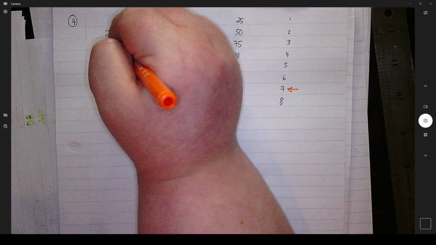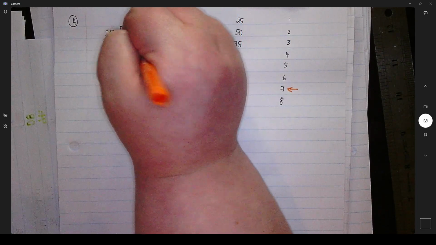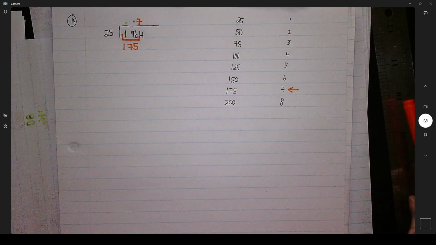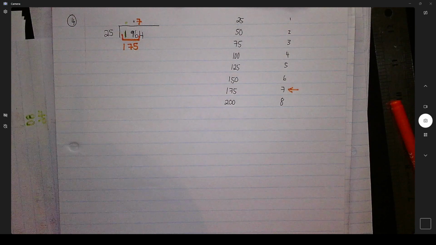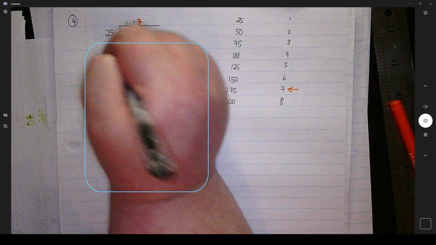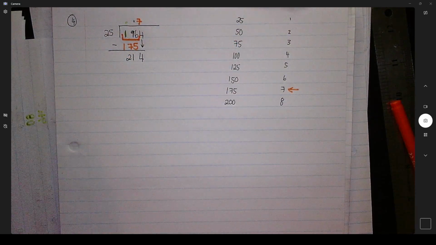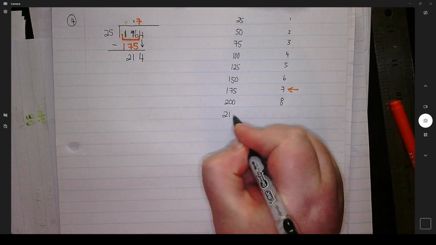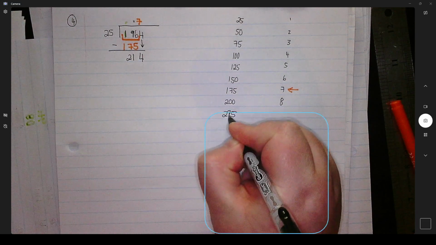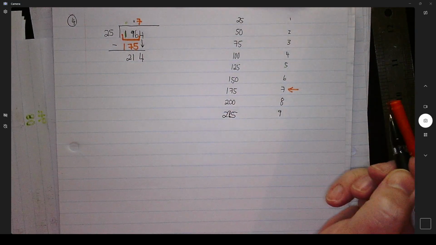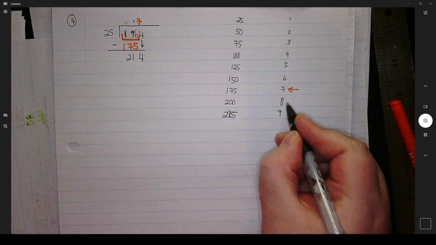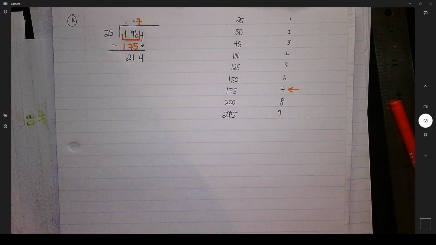7 times 25 is 175. Okay, so we've done division and multiplication. Let's subtract over here. That is going to give you 21 and bring the 4 down. Oof. Well, the next one would have been 25, which would be number 9. So it can only go in 8 times, eh?